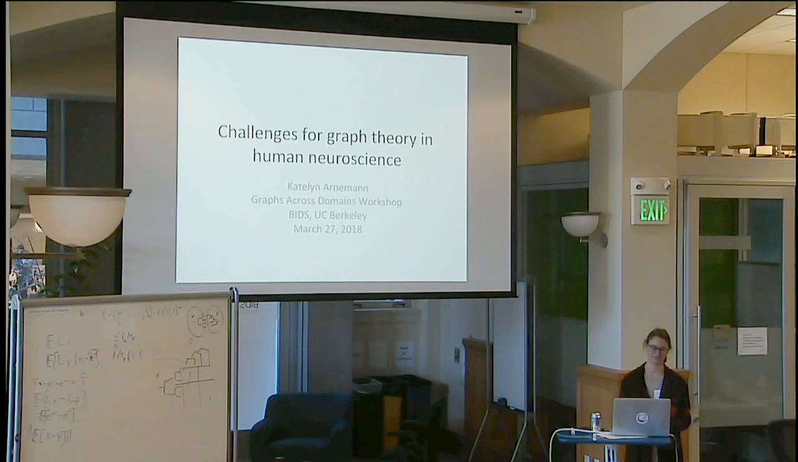Today I have another more application-oriented talk, and I'm going to talk about challenges for graph theory in human neuroscience. I'm Katelyn Arnemann. I'm a PhD student in neuroscience here at Berkeley, and I work with Dr. William Jagus on human aging and Alzheimer's disease using neuroimaging methods. And today I'm going to broadly introduce some of the challenges for graph theory in human neuroscience.